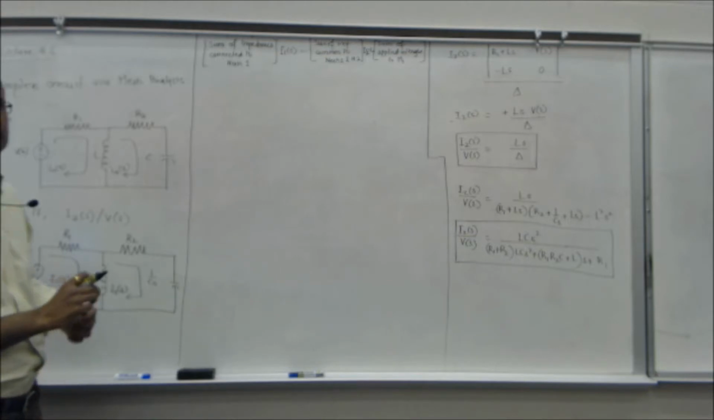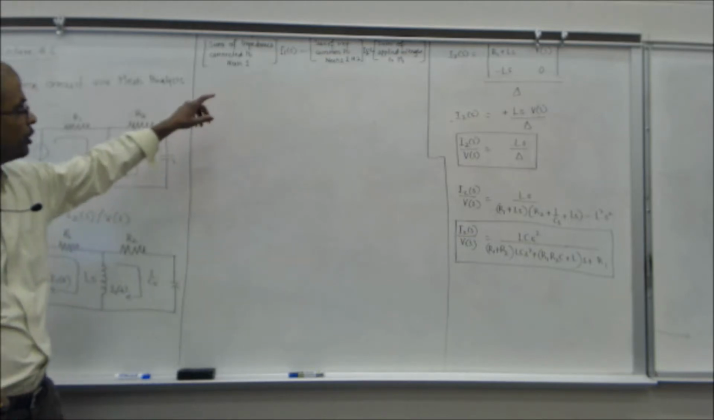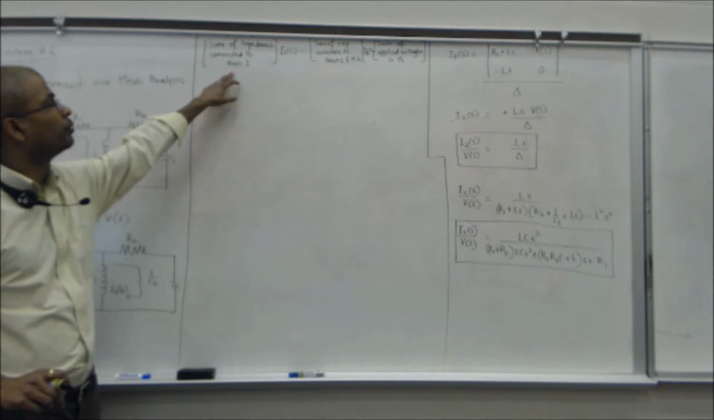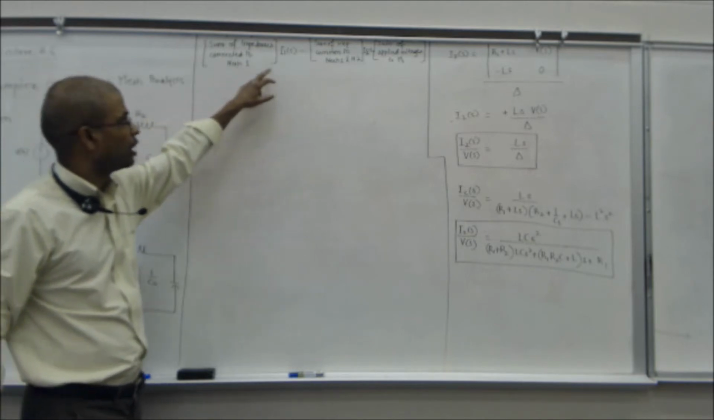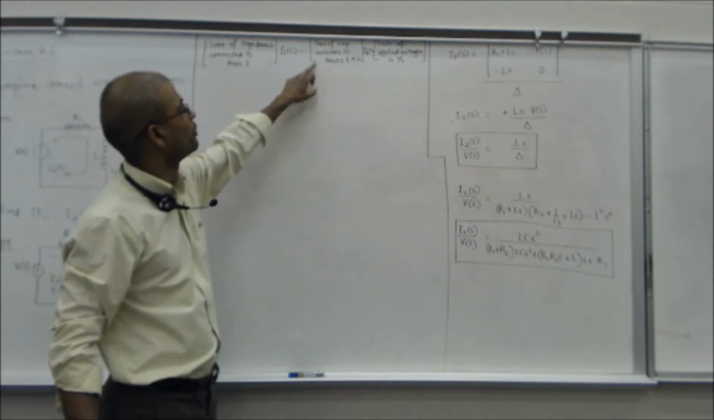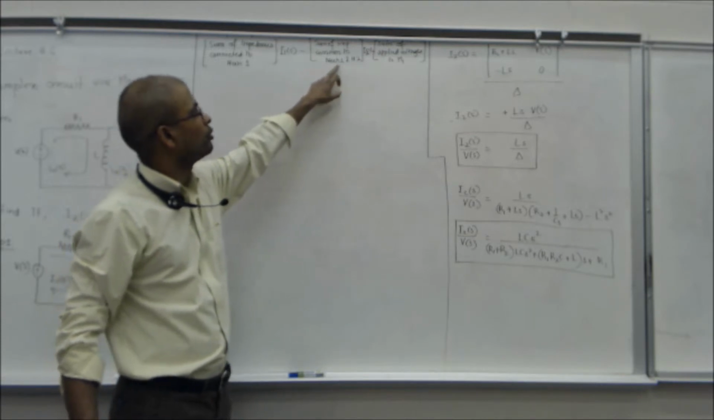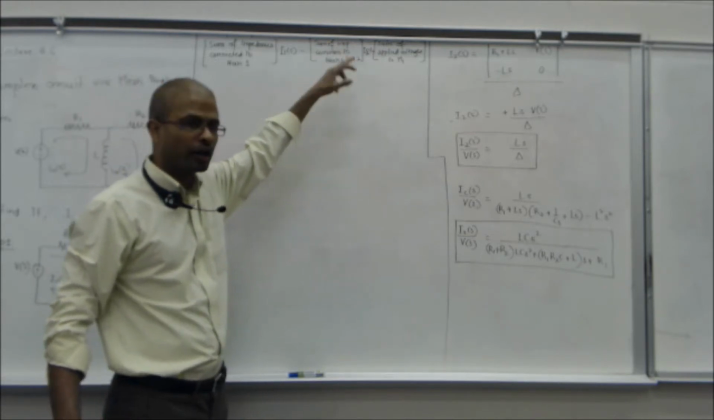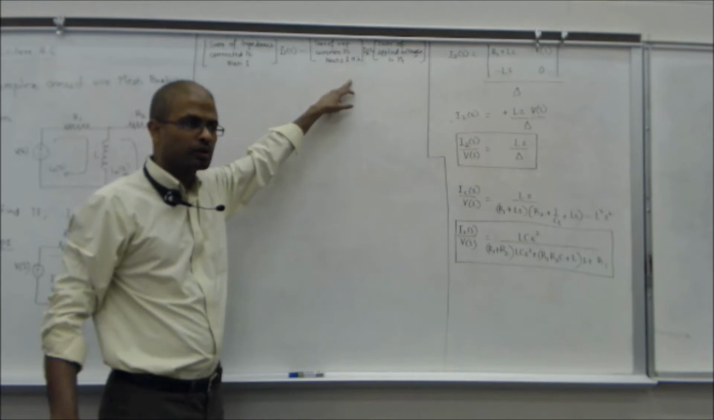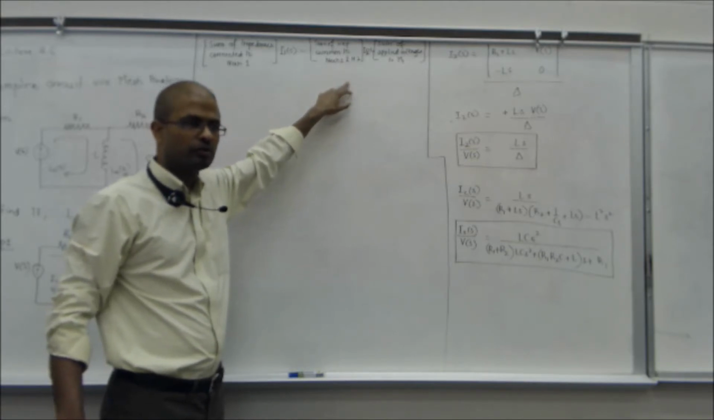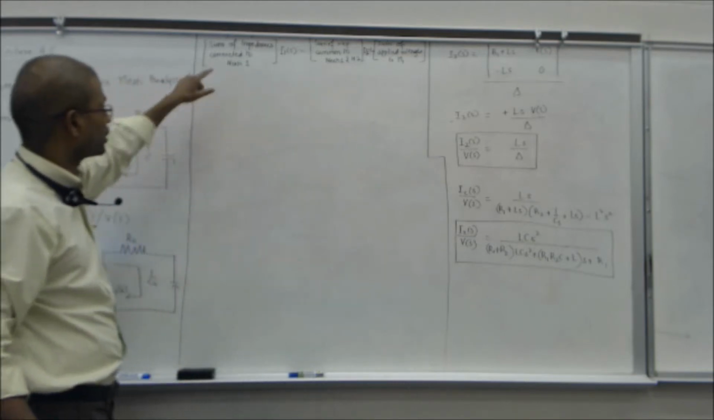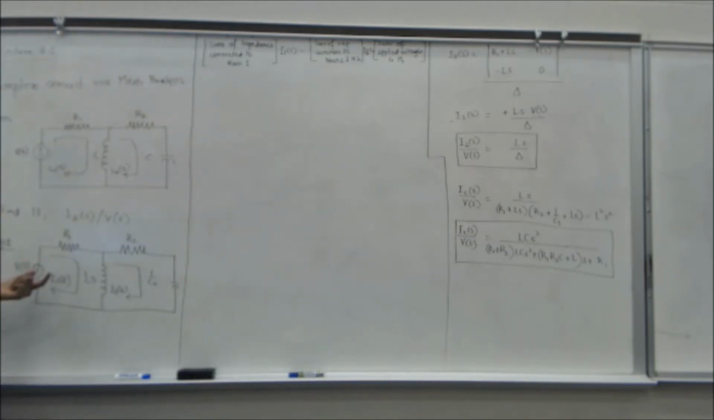Is this clear? So sum of impedances connected to mesh 1 into I1 of S minus sum of impedances common to mesh 1 and mesh 2 into I2 of S equal to sum of applied voltages. Okay? Let's apply this to mesh 1. So what are the sum of impedances? Look at mesh 1. What do you see? R1 and L of S, right?